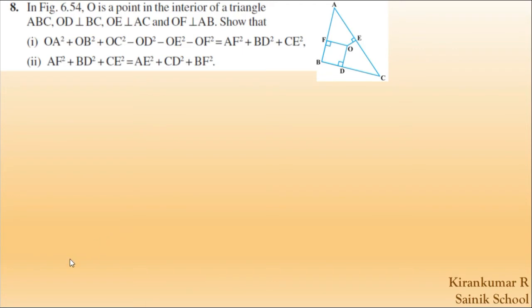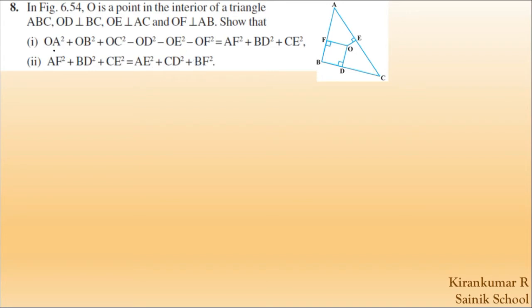Question number 8, very important. This question has been asked several number of times in the examination. O is the point in the interior of the triangle ABC. OD perpendicular to BC, OE perpendicular to AC, OF perpendicular to AB. Show that OA square plus OB square plus OC square minus OD square minus OE square minus OF square equal to AF square plus BD square plus CE square. And also second one we need to prove is AF square plus BD square plus CE square equal to AE square plus CD square plus BF square.